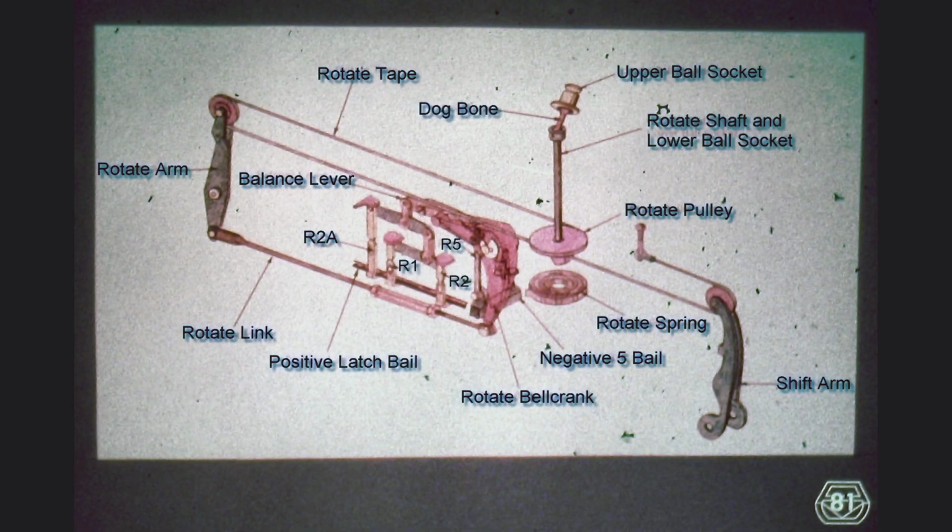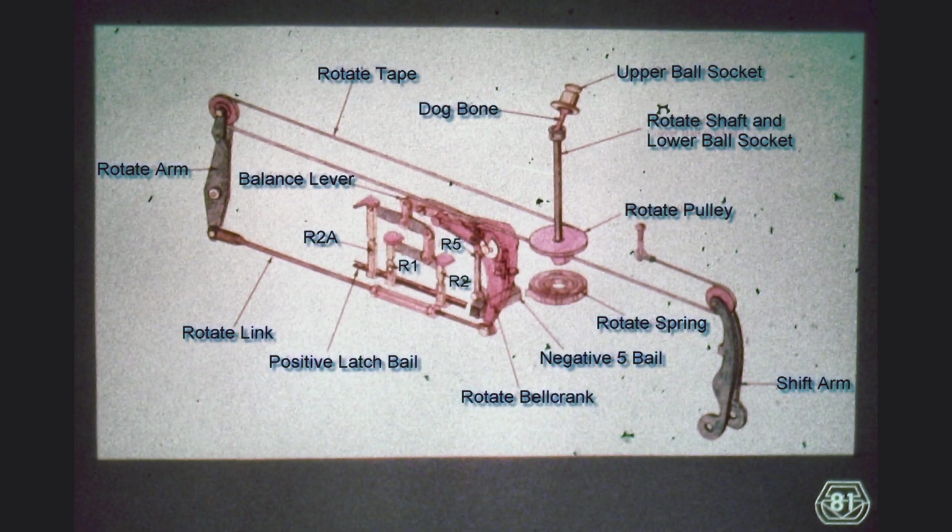As a result, the rotate link at the bottom of the rotate arm is pulled toward the left. The motion is transferred to the rotate bell crank, shown in red in this picture, and the rotate bell crank is constantly trying to lift the balance lever. On the left side of the balance lever, the upward motion is stopped by the stop pads, which are colored red here. On the right side, the balance lever is connected through a link to the R5 cam follower.